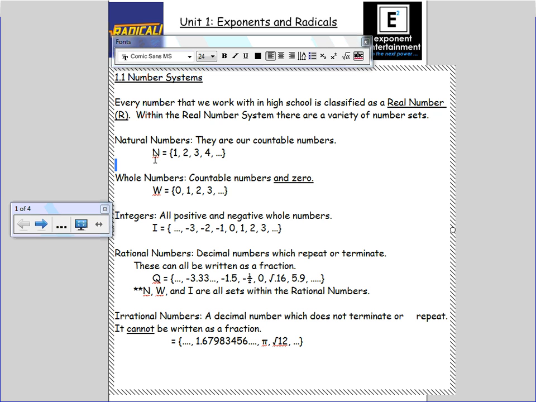Rational numbers. This is when things start to get confusing. Q is the representation for a rational number. These are numbers that can be written as a fraction. So it includes everything we've already talked about. So what's the fraction for -3? It'd be -3/1. Right? So your rational numbers can all be written as a fraction.